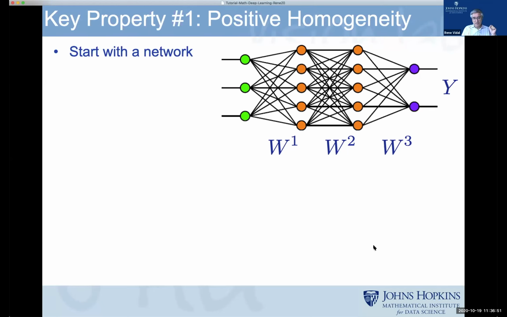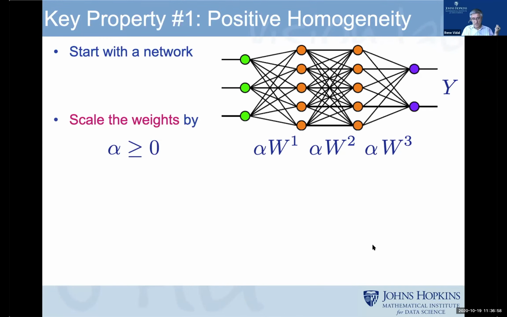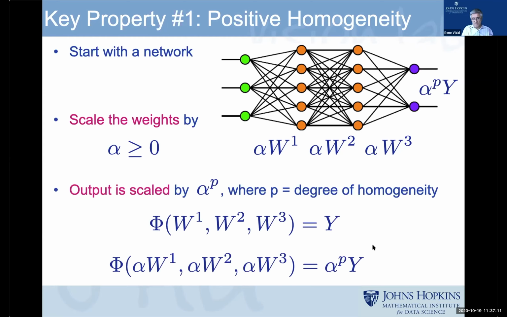It means that if we have a network like the one illustrated here, and we scale the weights by a certain factor, in particular, let's say you multiply all the weights by alpha, and that alpha is non-negative. Then you ask the question, what is the effect of that scaling of the weights on the output? The assumption is that the output would also be scaled by the same alpha, but raised to a certain power, and that power is the degree of homogeneity of the network.